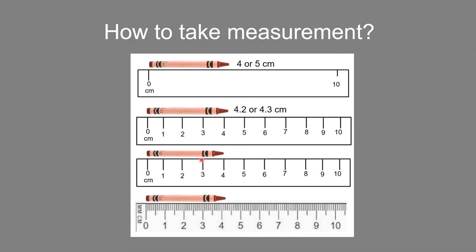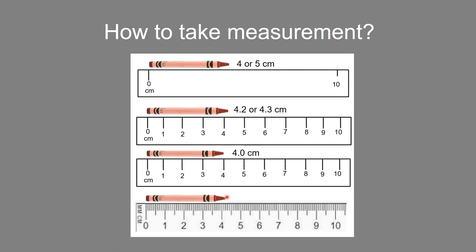The third ruler has the same marking as the second ruler, 0.1 centimeters, but the length of the crayon is exactly on the 4 centimeter line. In this case, you will add a 0 as your estimate, and the measurement will be 4.0 centimeters. So we always make an estimate, and that estimate is after the number that you're taking from the mark on the device.